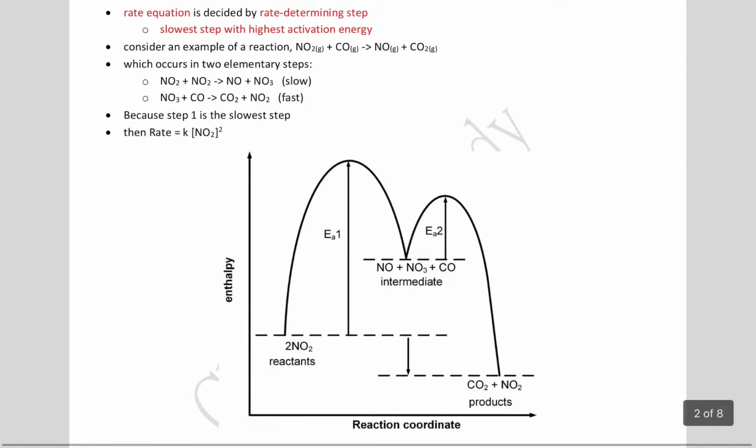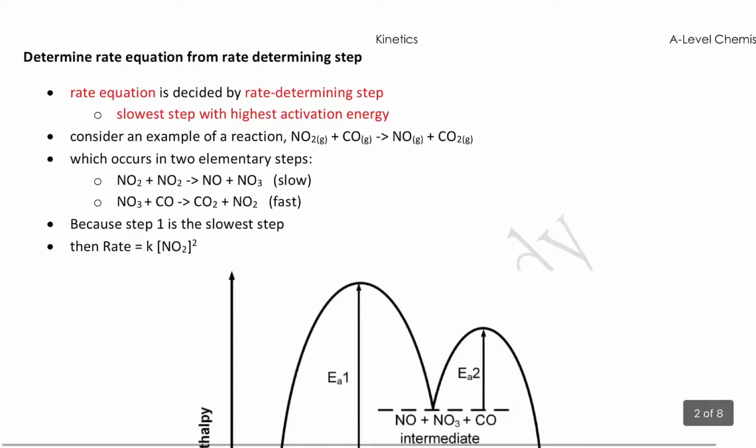Then another example here is this time we already have a mechanism, and someone has told you the slow and the fast steps already. Then you can do a reverse action: deduce the rate equation from the mechanism. Obviously the most important thing we're concerned about is the slow step, and here it's 2NO2. Therefore, the reactant side will give you an idea about the rate equation. So NO2 only here, then I would say it's only related to NO2. And because of 2NO2, I'll put the second order in here.